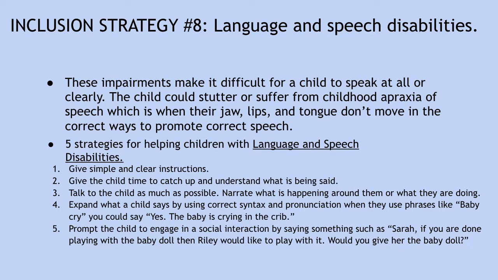And promote the child to engage in social interactions by saying something like, "Sarah, if you're done with playing with the baby doll, then Riley would like to play with it. Would you give her the baby doll?" So this would mean, okay, the teacher was encouraging me to talk or at least interact in some way, and it may just be a small step, but it's still a step. It's still something that shows progress in a child if they do it and they used to not do that.